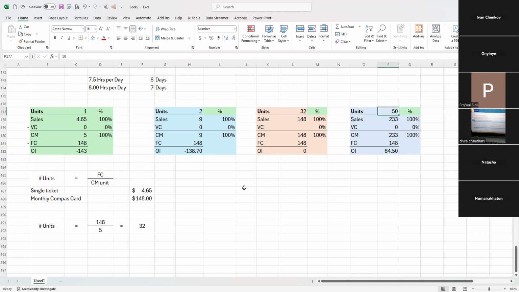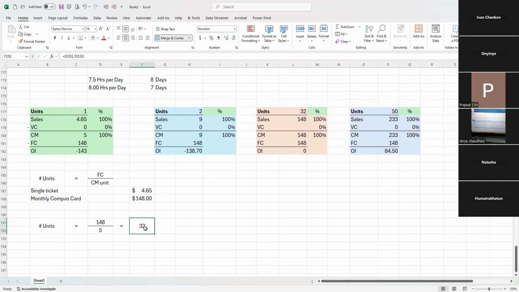So what's your incentive here? To ride the SkyTrain as much as you can when you pay the monthly pass. Because that's the only way you can generate savings. You're not gonna get income, but you can generate savings. Make sense? In any other cases, you're losing money if you don't go at least 32 times.